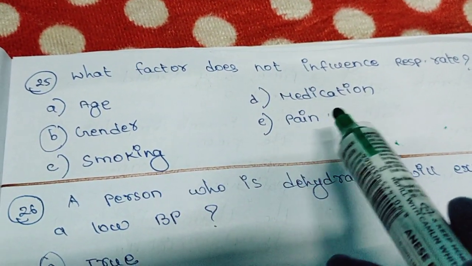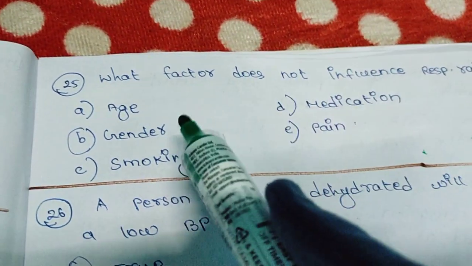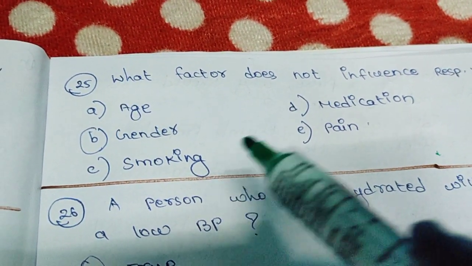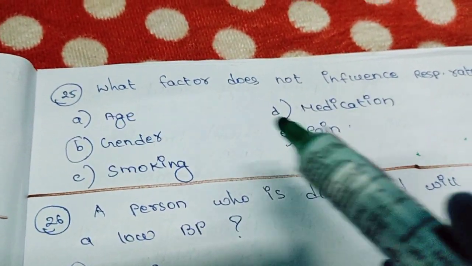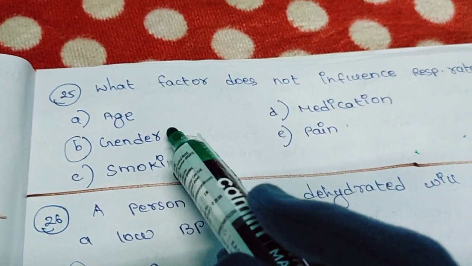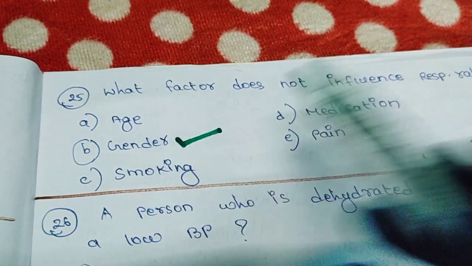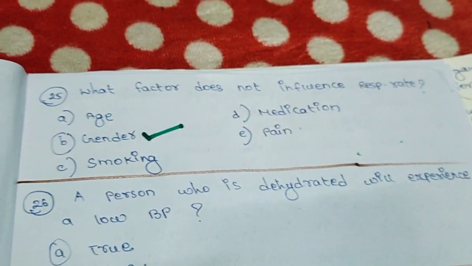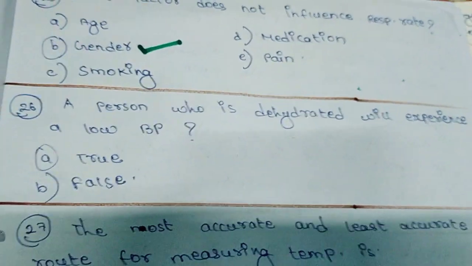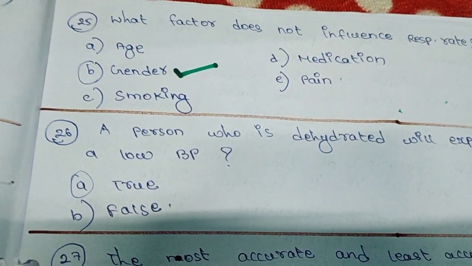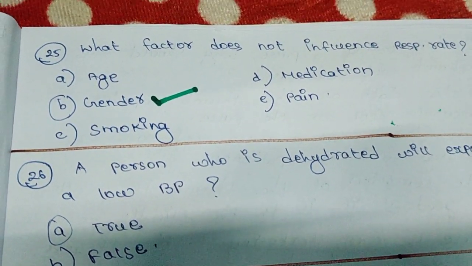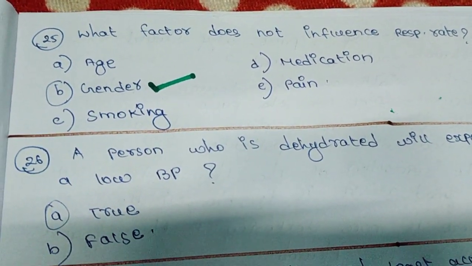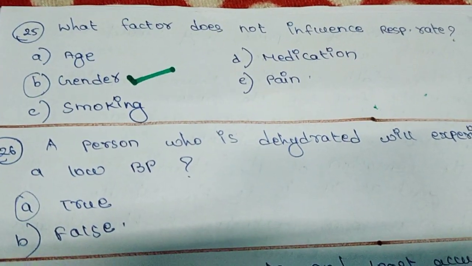The next question, what factor does not influence respiratory rate? Age, gender, smoking, medication, pain. See, all the other factors can affect the respiratory rate, but gender is not directly affecting the respiratory rate. So this is the right answer. Yes, there is a difference between the respiratory rate of males and females, but still it is not directly affecting the respiratory rate, while other factors do comparatively. So gender will be the right answer.